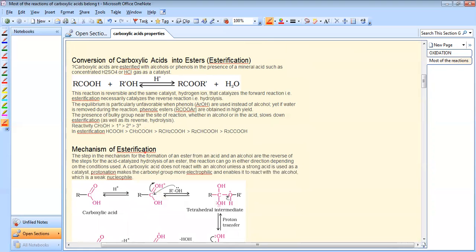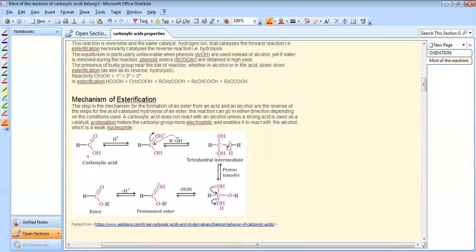Let's see the mechanism here. This is the first step, the carboxylic acid. I will show you the mechanism here. Carboxylic acid, RC double bond O, OH, and here we also have two lone pairs of electrons. That means we have two nucleophilic centers: one is this carbonyl oxygen and the other is this hydroxy oxygen.